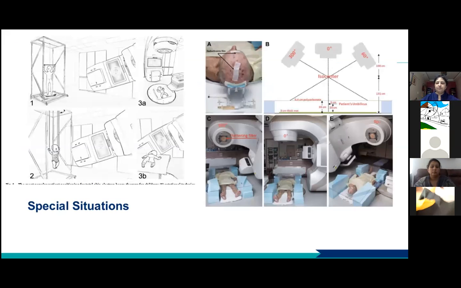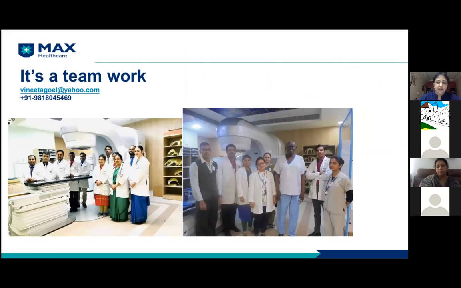This is just some special situations. I have not done it myself, but just to share with you, if you have a small child, then you sometimes need to modify that. There is literature about infants being treated with total skin electron therapy, either in the form of tremor or the patients are made to lie down on the couch top or on the floor. Similarly, if you have a very debilitated elderly gentleman who cannot stand, then there is some literature which says that you can make them lie down on the floor and do their treatment. Although, please speak to your medical physicist because they will have to do dosimetry in these difficult positions before you actually start it. It is a teamwork.